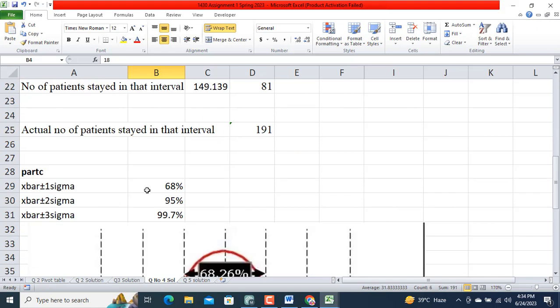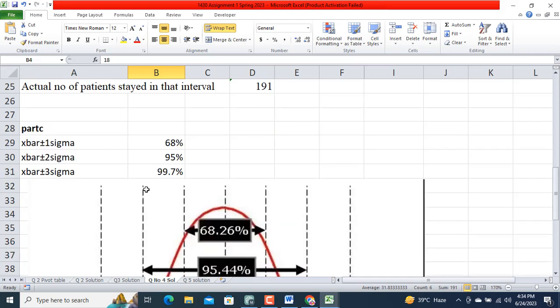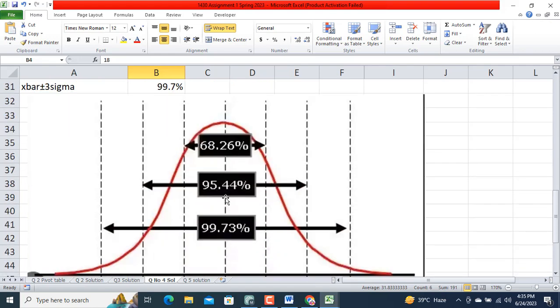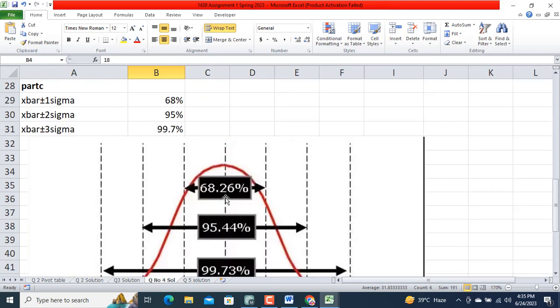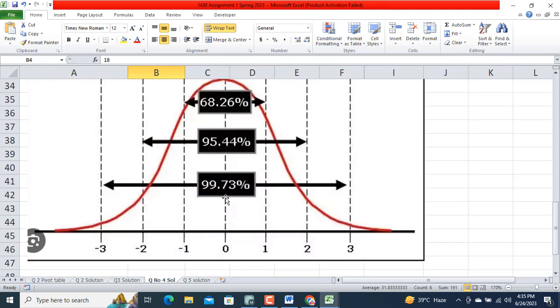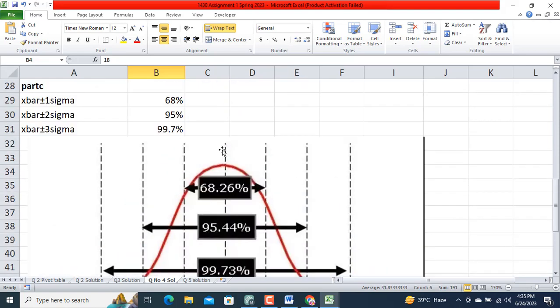As the distribution is roughly bell shaped, we have the distribution like this: x bar plus minus 1 sigma is equal to 68%, x bar plus minus 2 sigma is 95%. As we have used the value of k equal to 2, we come to the conclusion that most of the patients in the hospital fall in this category: 95.44%, meaning x bar plus minus 2 sigma.